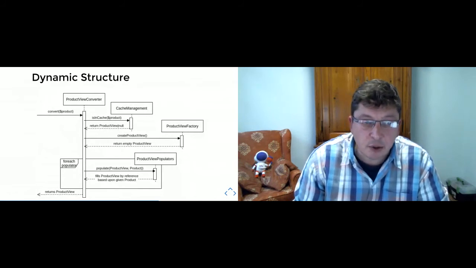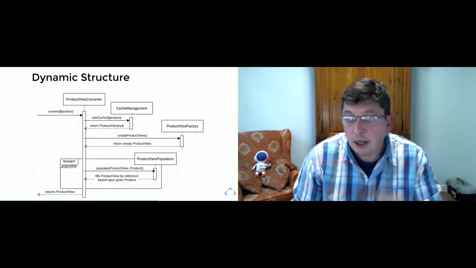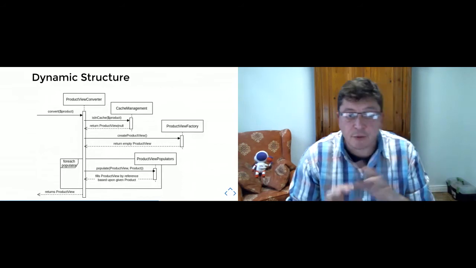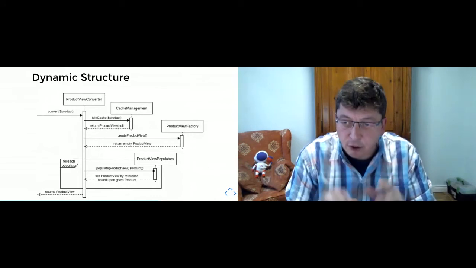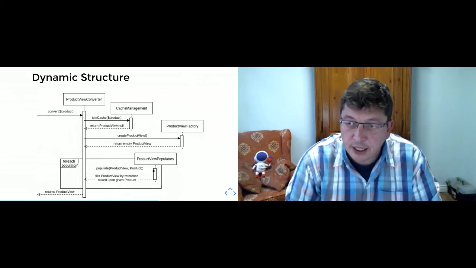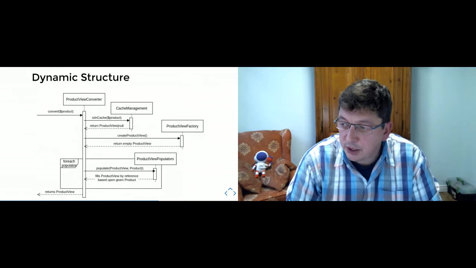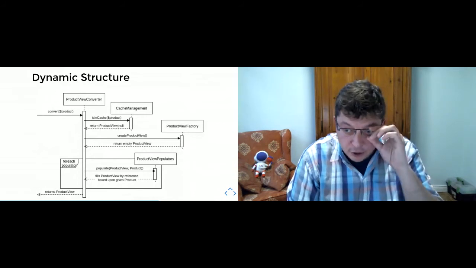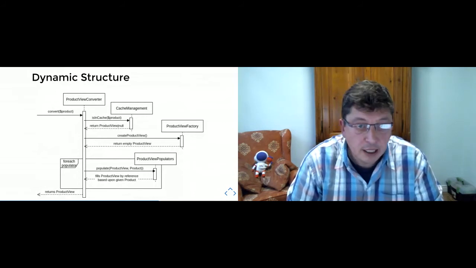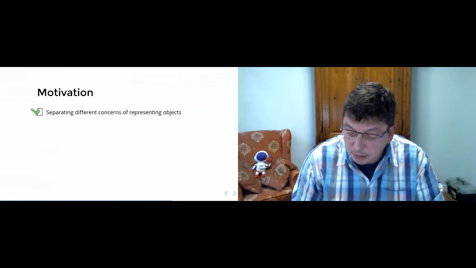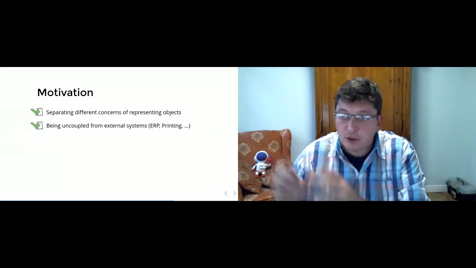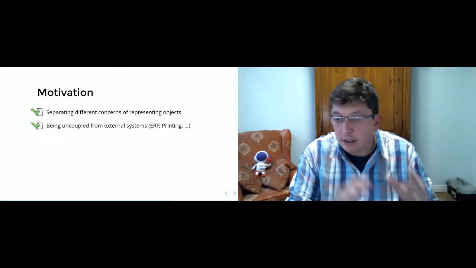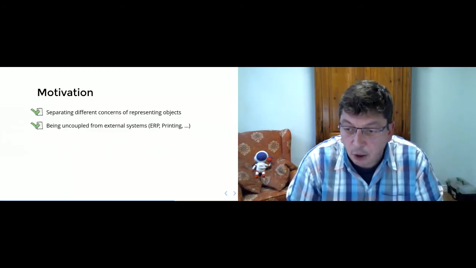So what is the motivation to do it like this? First of all, we want to separate the different concerns of representing objects. So I'm not a friend of giving our front-end developers the PIMCore objects and let them be left alone with the advanced many-to-many object relations, because this is not quite simple to transform. And last but not least, we are also, in this way, uncoupled from external systems. So we can separate the type system from ERP or from the printing to our PIMCore data objects.